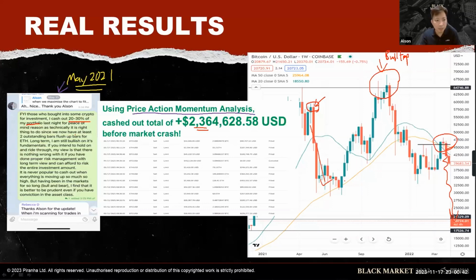I told my students that we now had at least 2 outstanding flush up bars for Ethereum, for example, during that time. This is based on technicals. And I shared this before the market crashed, with my students in the SPY Trader price action manipulation community, to safeguard the profits. This is not just for crypto or speculative stocks.